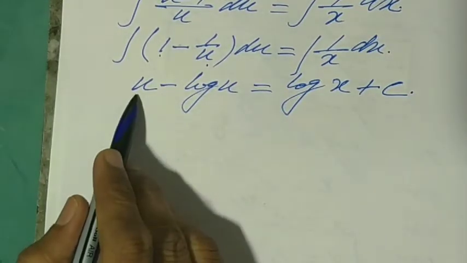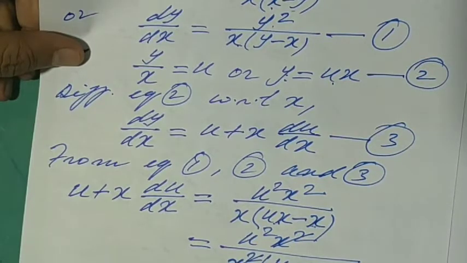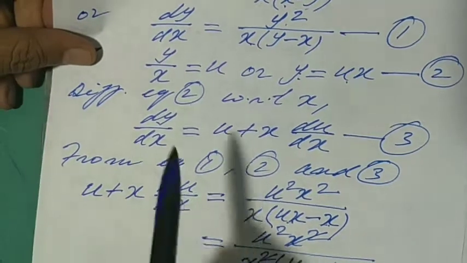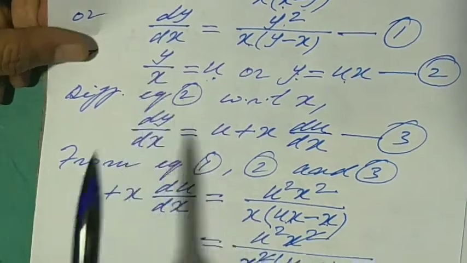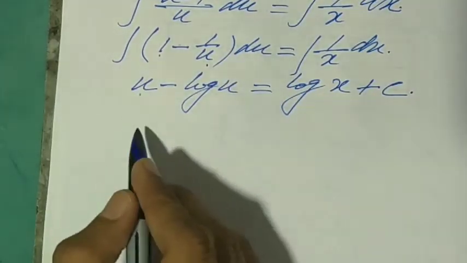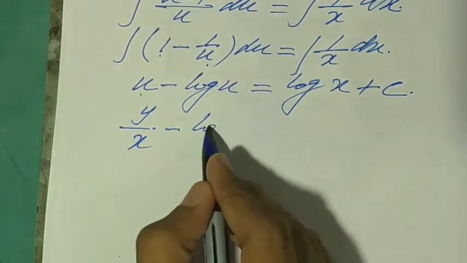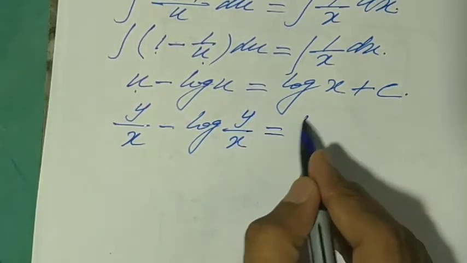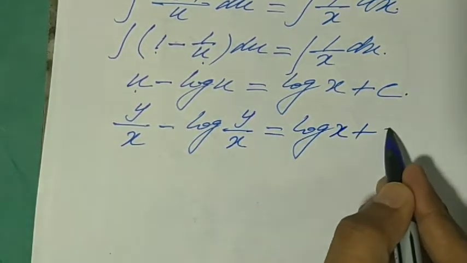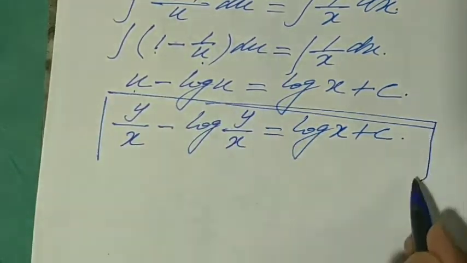Now we have to replace u by y upon x, because the final solution should be given in terms of x and y only. So by the substitution we have u is equal to y upon x. So replacing u by y upon x we get y upon x minus log y upon x is equal to log x plus c, and this is your final solution.